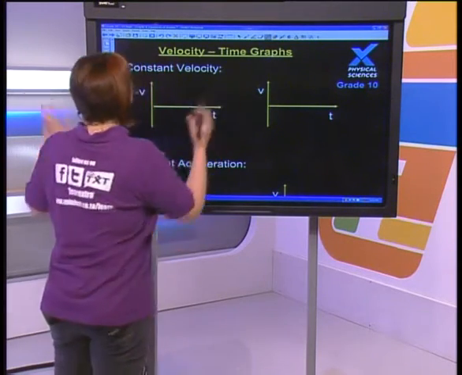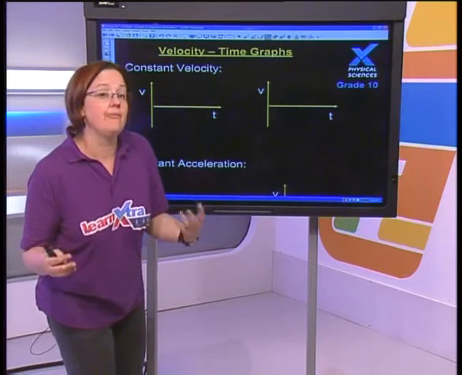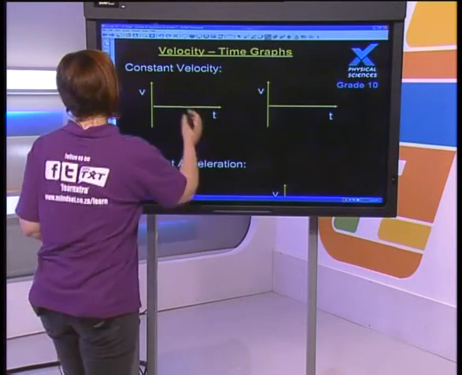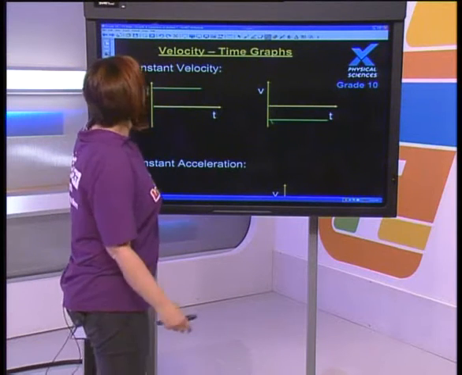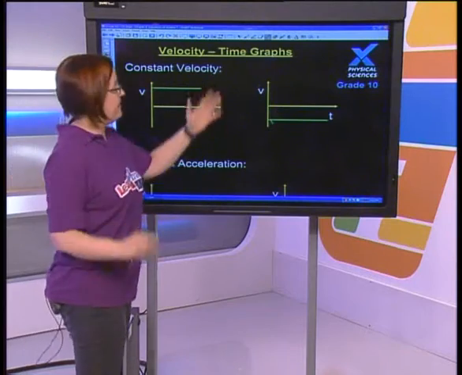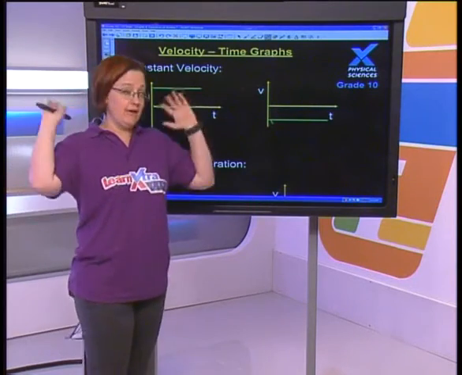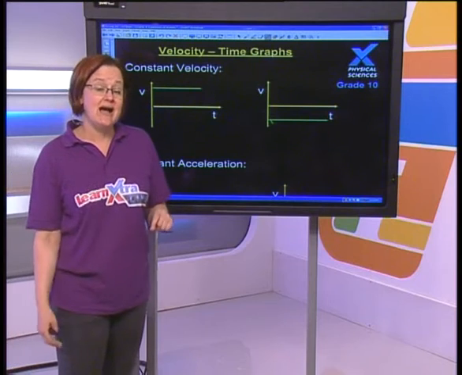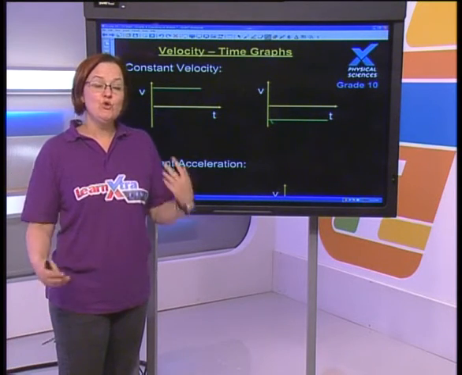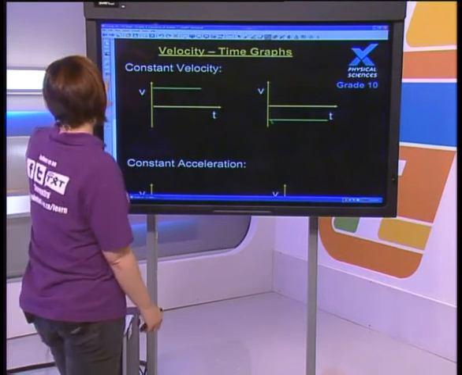Brilliant. Constant velocity now depends on the direction in which the object's moving, and can either be positive or negative. Constant velocity means no change in velocity over time, so it stays at the same rate. Positive just means it's going in the positive direction. Negative is going in the negative direction, whatever that might be. And it's a straight line horizontal to the time axis. Okay? No change in acceleration.